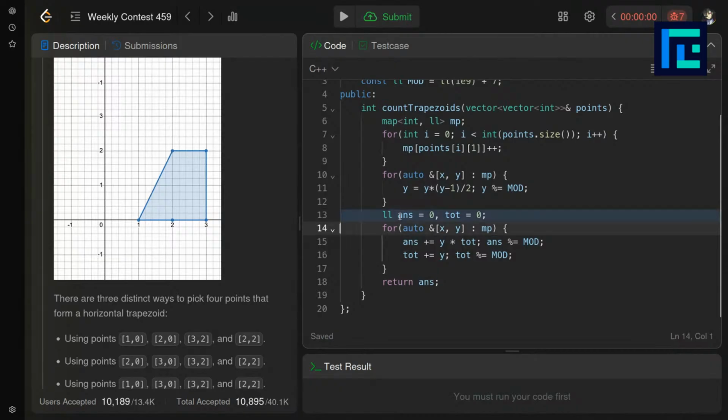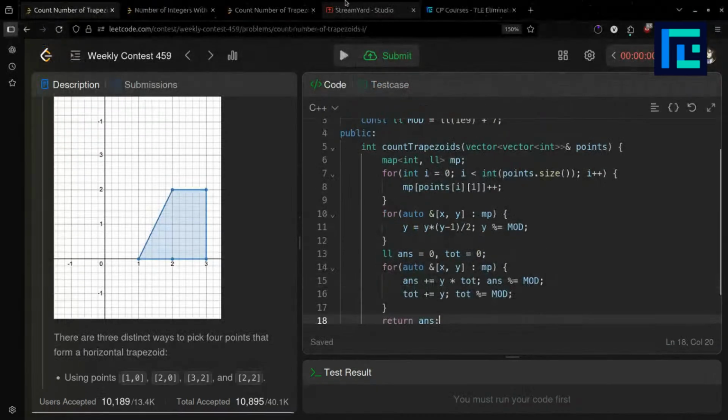Now I can pair some lines with all the lines below. So I set answer equals 0, total equals 0, same as I wrote in the pseudocode. Answer increases by y times total, because to make a pair over here, I can choose one line from this set and one line from all the lines below it. So that's why y into total. I increase my answer by that much. Then I increase my total by this much, and I finally return the answer.